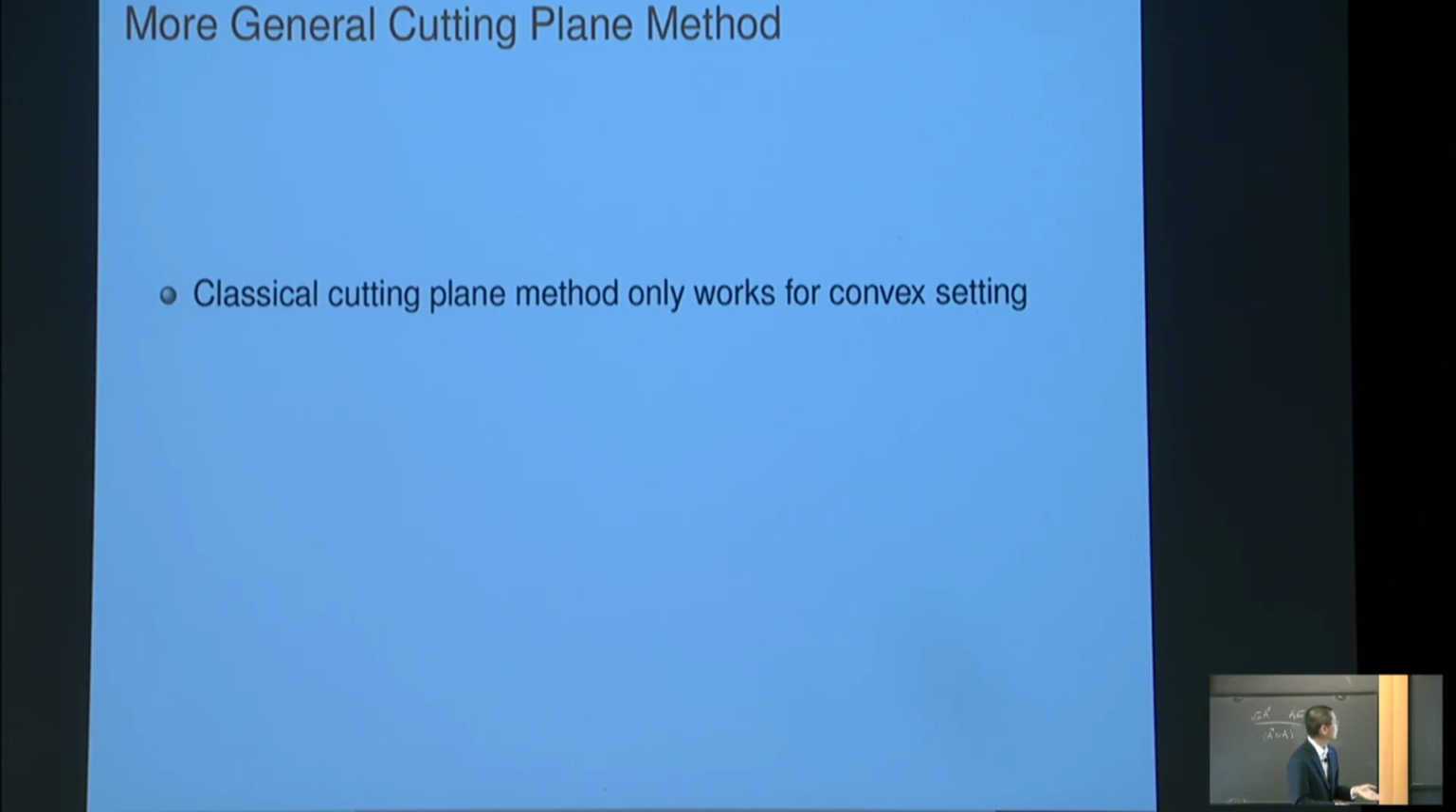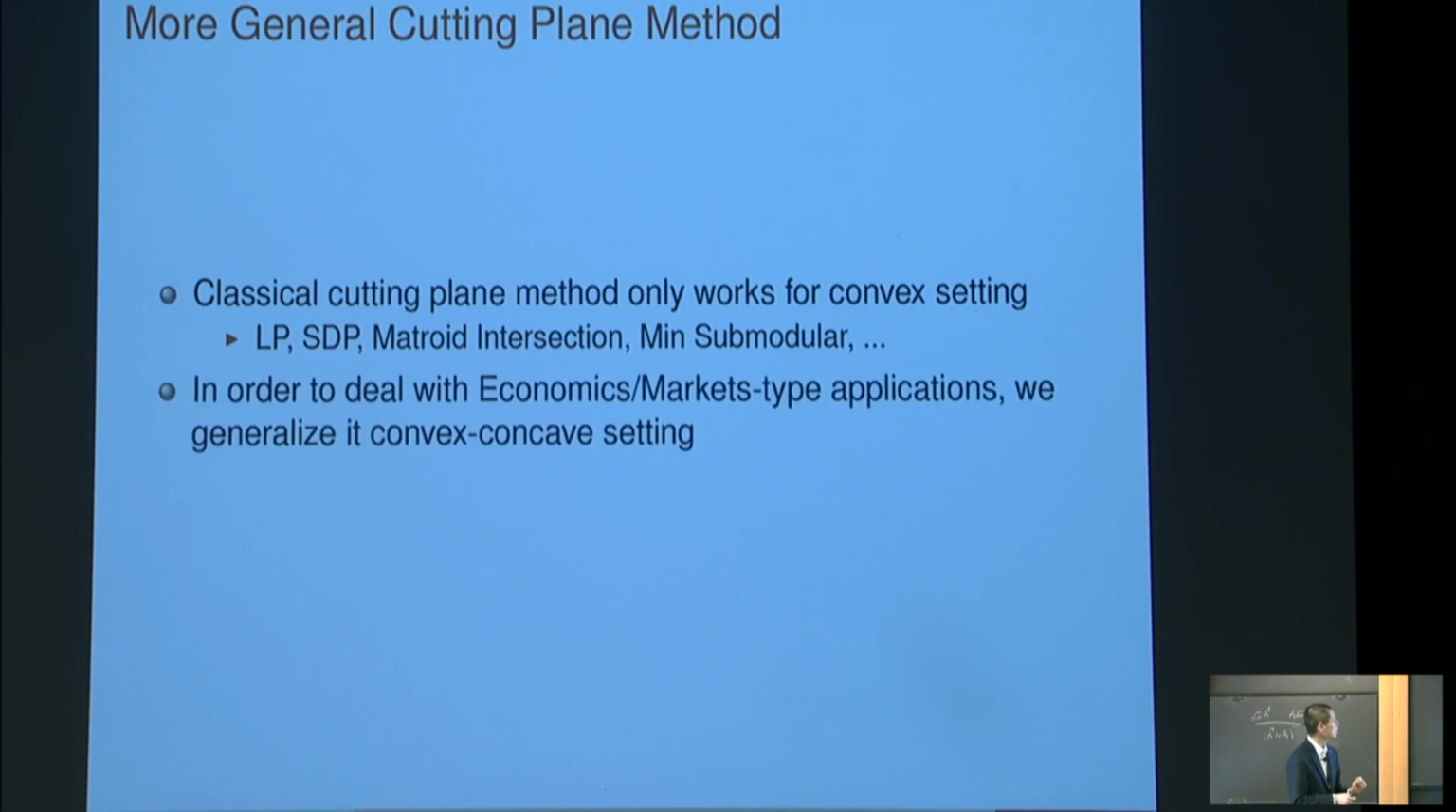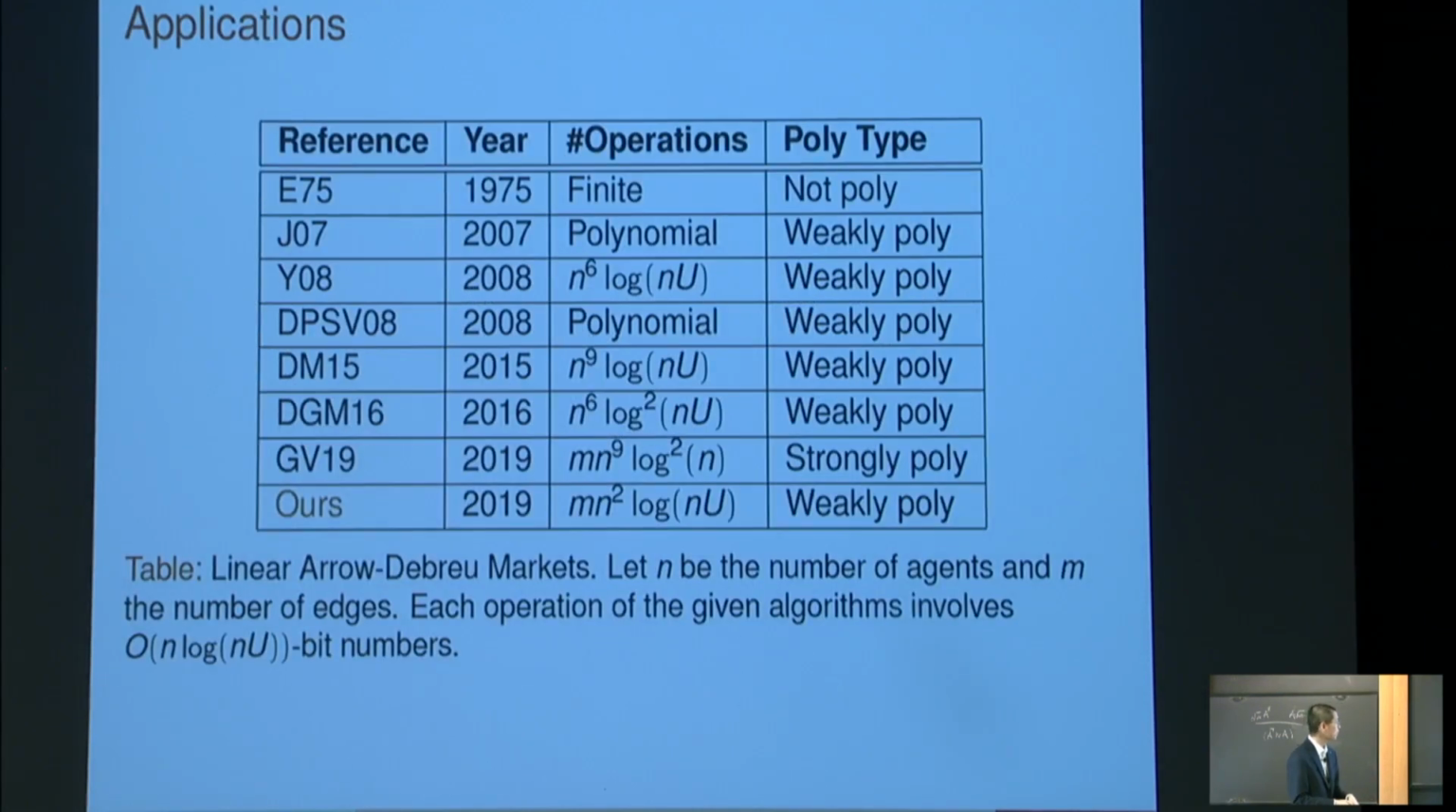And I'm just going to quickly summarize. So classical cutting plane only works for the convex setting. It's only for LP, SDP, matroid, and some submodular problems. And we can generalize to some other convex-concave settings, which has more applications. And here is some example where kappa is actually 2 to the n, and we can improve the running time by some poly n factor.